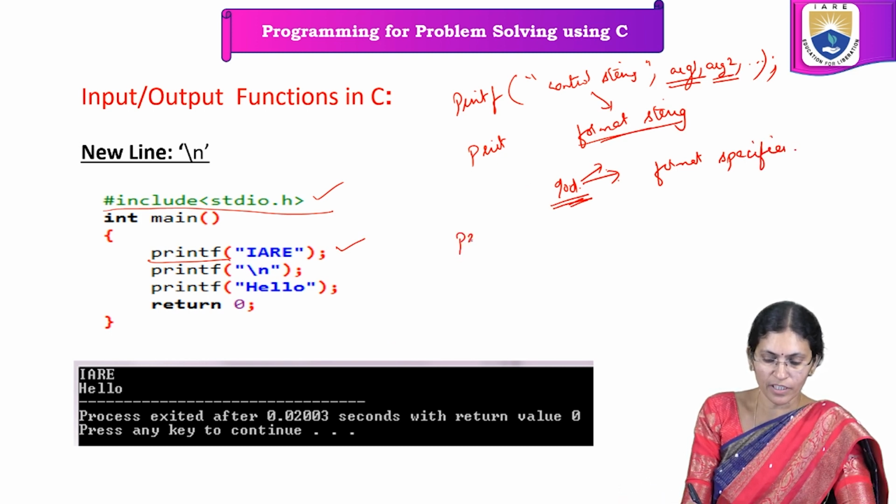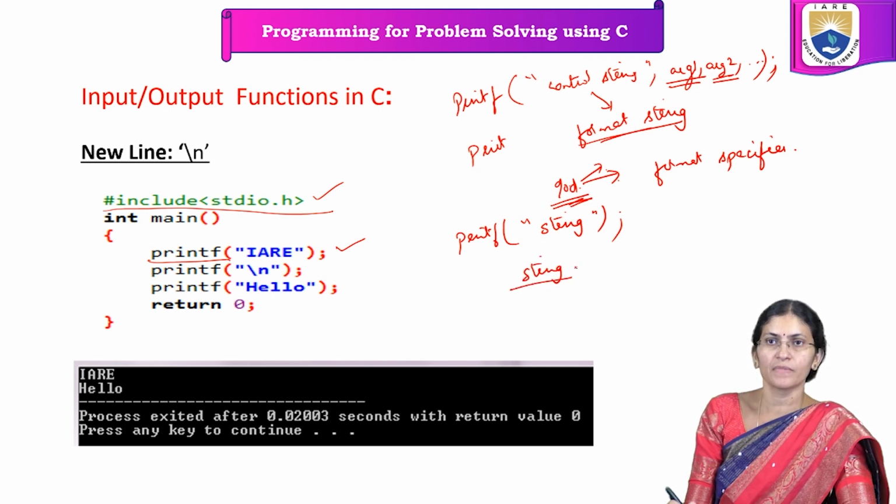So in the printf statement, we can use in the double quotes a sequence of characters, or array of characters also. Suppose we are using a string here. So this string will be printed as it is on the screen.